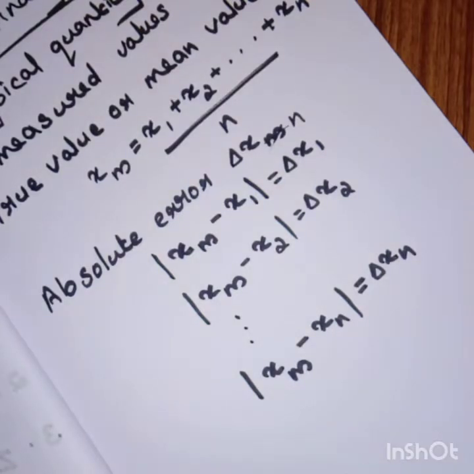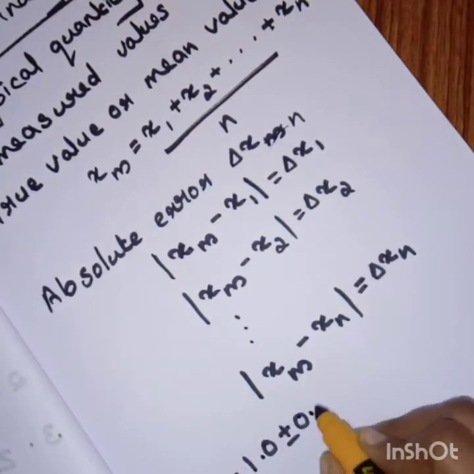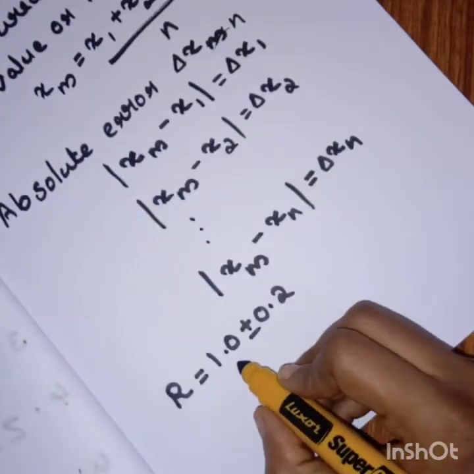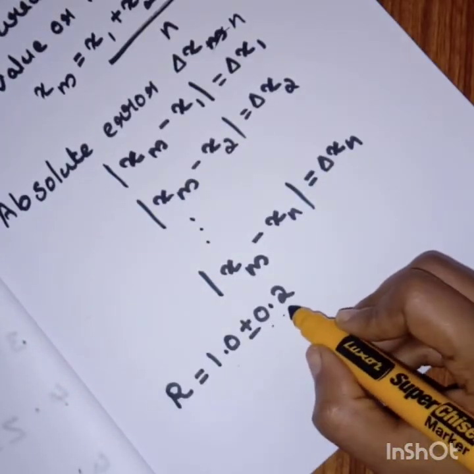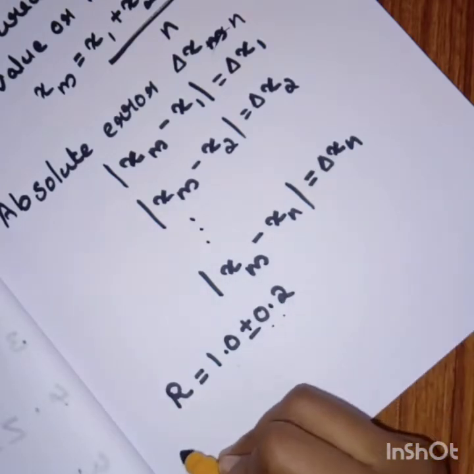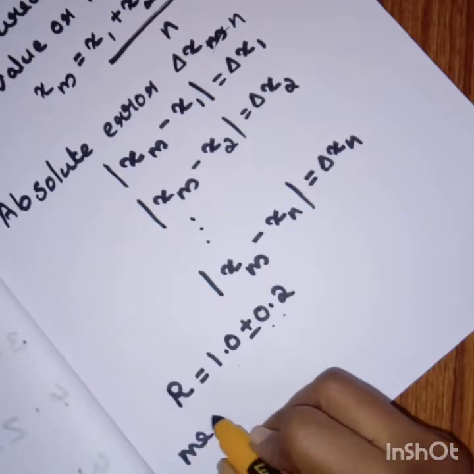If a question is given like the resistance is given by 1.0 plus or minus 0.2, here 1.0 is the true value and 0.2 is the absolute error. Okay. Next is the mean of absolute error.